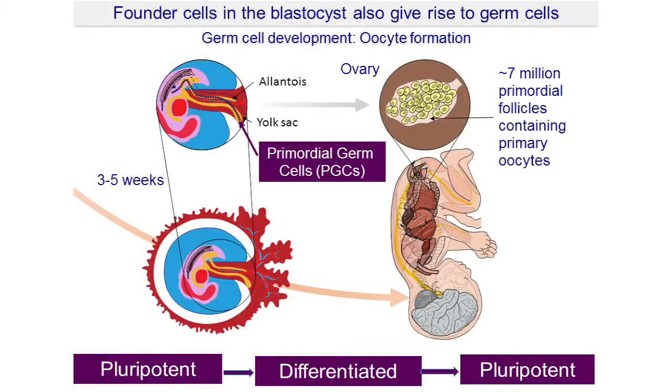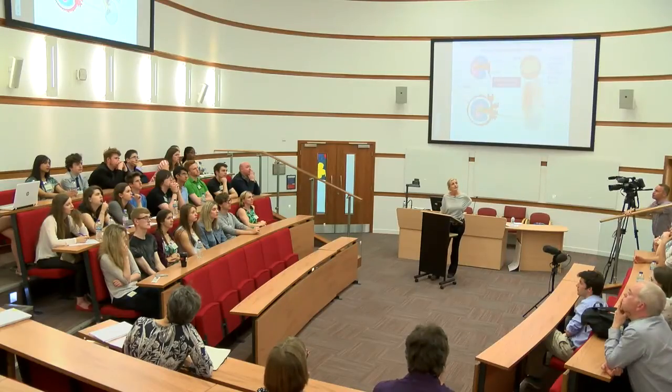Now, the founder cells in the blastocyst also give rise to germ cells, and I'm going to focus here on oocyte development because this is the one that transmits the pluripotency from one generation to another. So, at about 3 to 5 weeks of gestation, you have these cells migrating to the gonadal ridge to form, in the case of females, the ovary. Then this relatively small number of cells divides rapidly to give you about 7 million oocytes. And by birth, we have about 1 million of these left.